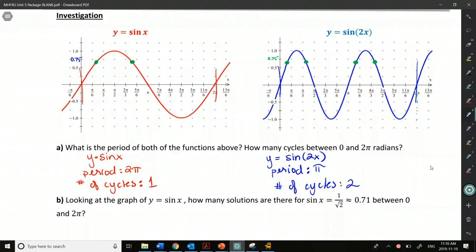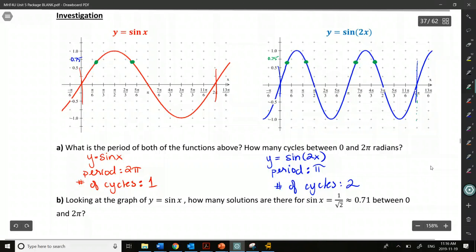We were just discussing the period of the functions above and the number of cycles that fit between 0 and 2 pi. Okay, so like I said, the number of cycles that fit between 0 and 2 pi are going to be equal to the k value. And then the period, if I know what the k value is, does anyone remember how we can calculate the period of a function?